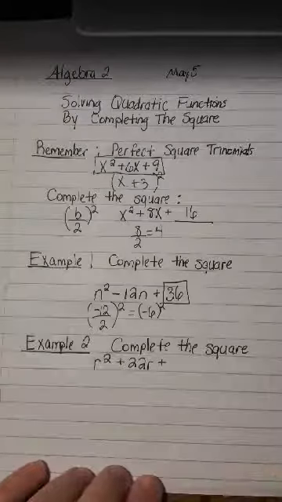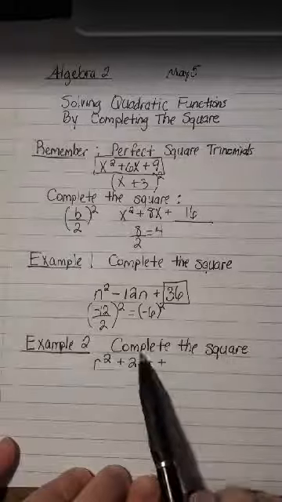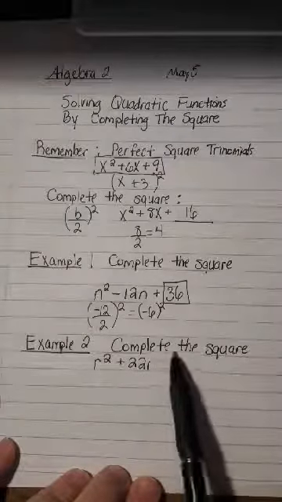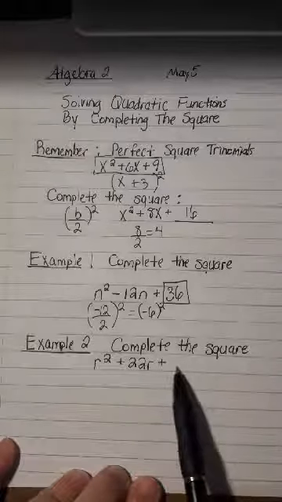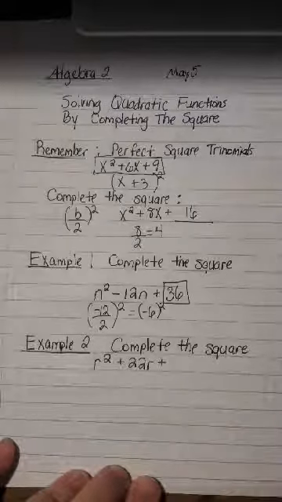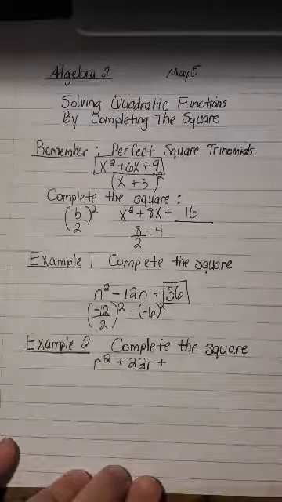On example 2, complete the square: r squared plus 22r, and we want to put a number right here that's going to make that a perfect square trinomial. That's the whole goal of this. Don't get lost in how we're getting our answer. Make sure you know what it stands for.